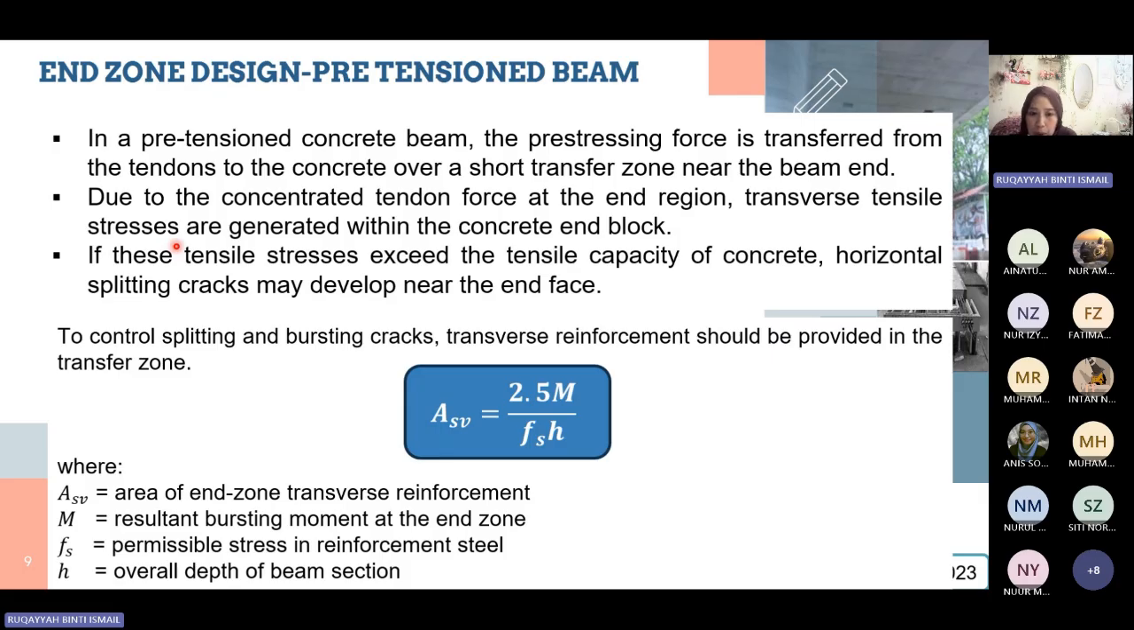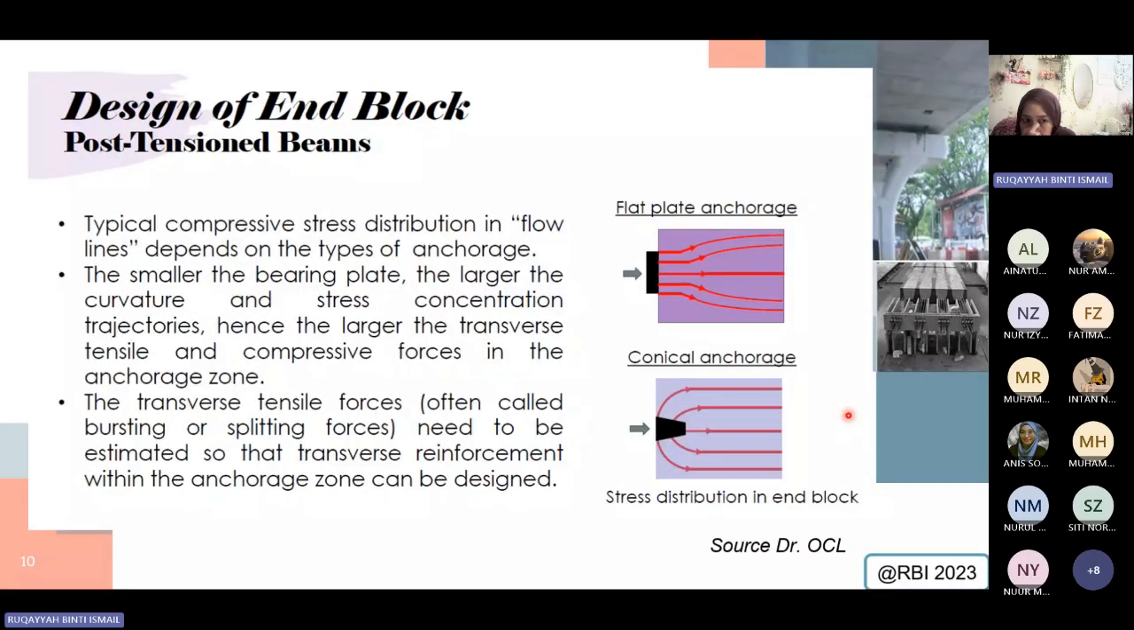So we have to provide what we call transverse reinforcement, or the shear link. We can provide it by taking this formulation, whereby we have ASV equivalent to 2.5 M, where M is the resultant bursting moment at the end zone, and FS is the permissible stress in the reinforcing steel, and H is the overall height of your beam. So this will be the area of your transverse reinforcement at the end.